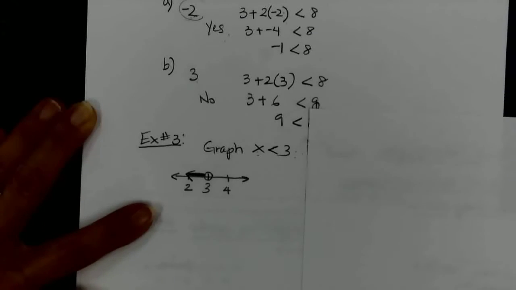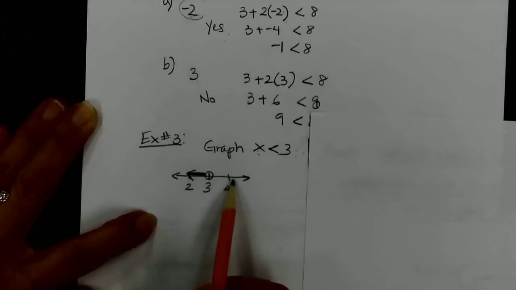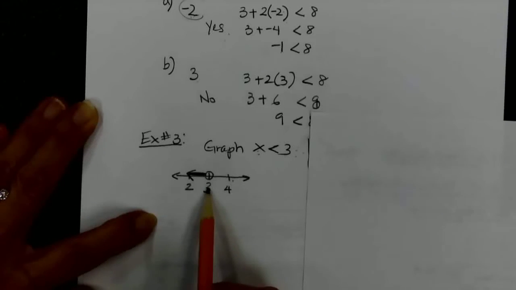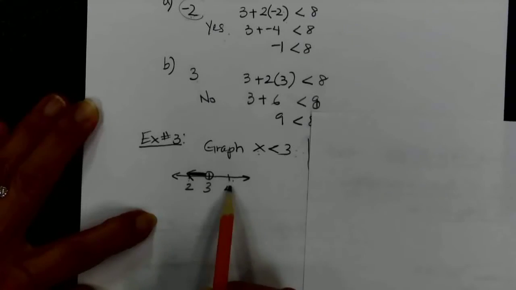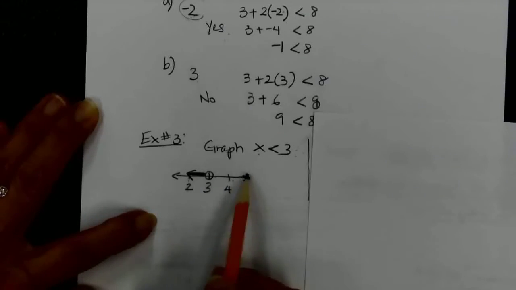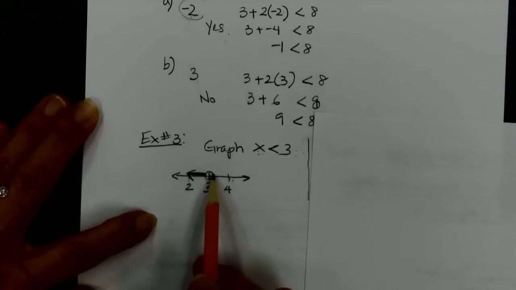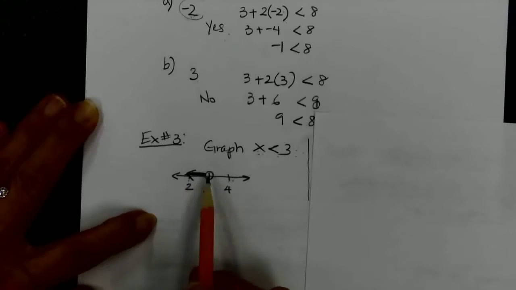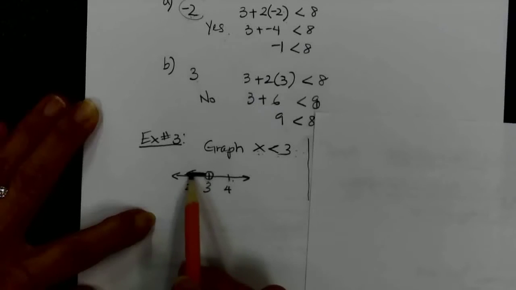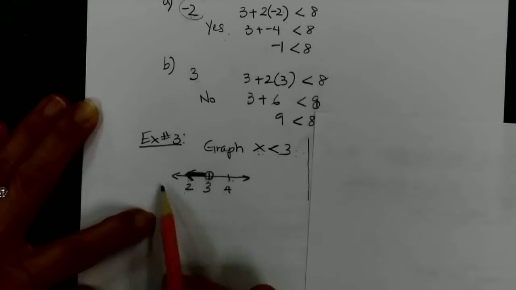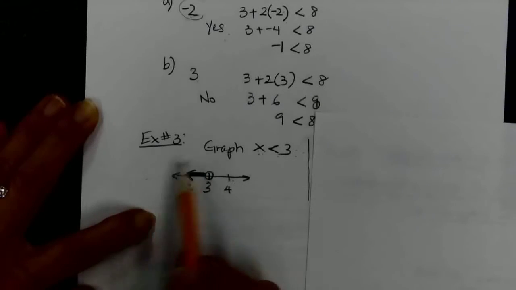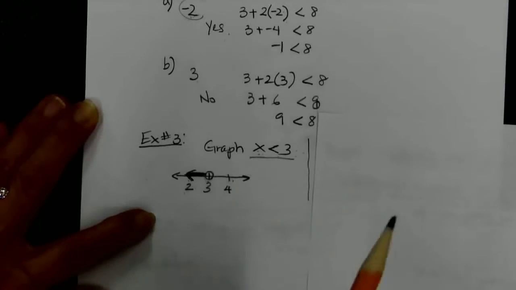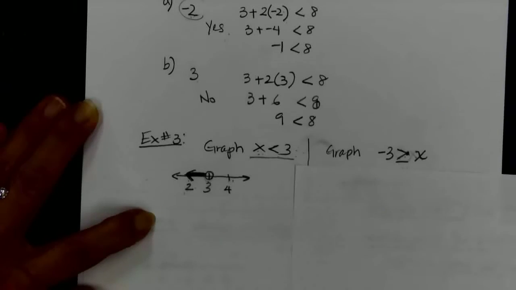So my answer for this one, the graph will look like this. Here's my number line. Please put the 3 here, put the number 2 in front of it, and 4 in back of it. So 2, 3, 4 on a number line. It does not equal 3, so we're going to have an open circle, because it's just less than. All the numbers to the left of the 3 are less than 3, so this is the side we shade. So all numbers on this side of the number line will make this statement true. Okay?